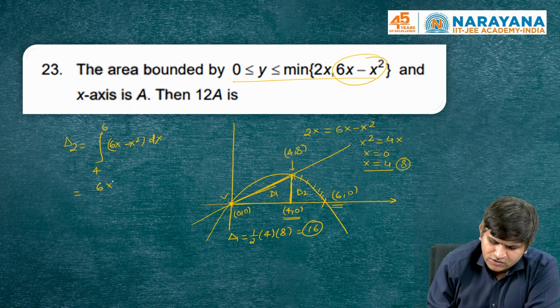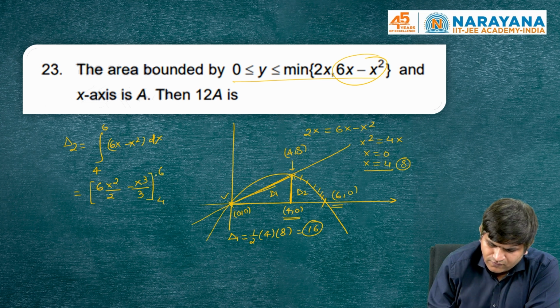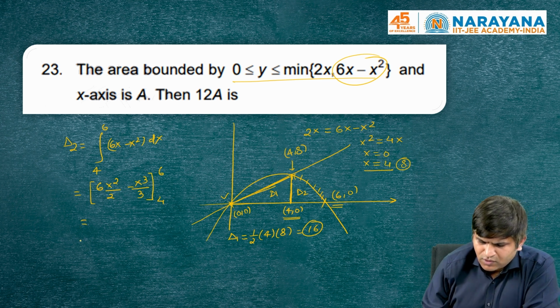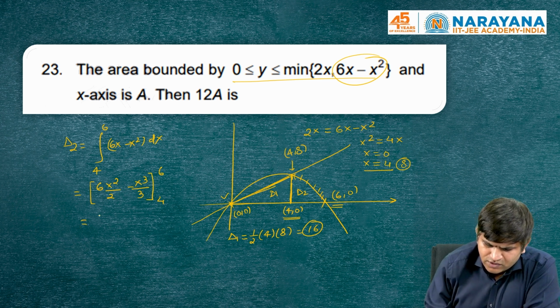So that will be 6 into x square by 2 minus x cube by 3, limit is from 4 to 6. So after evaluating this, we will get the answer. So this is 3x square minus x cube by 3. Now it is from 4 to 6.